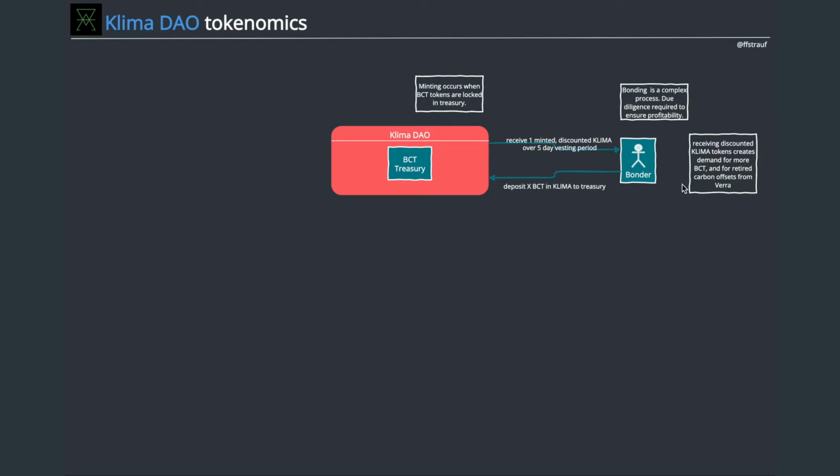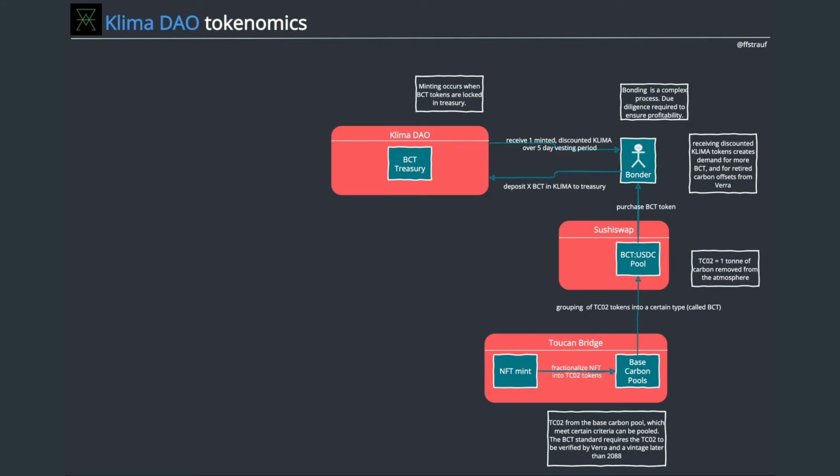Now we'll find out where these come from, and they would obviously purchase them on SushiSwap. That's where they are available, so they can do a BCT for USDC swap. There's a pool for that where they can get these tokens from, and they actually come into SushiSwap by something called the Token Bridge. So you can look that up. It's a really interesting project.